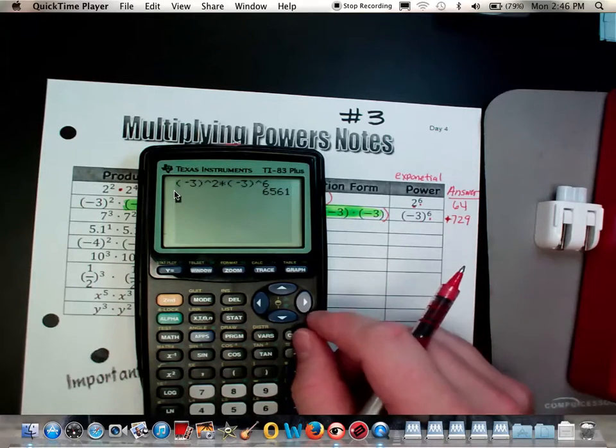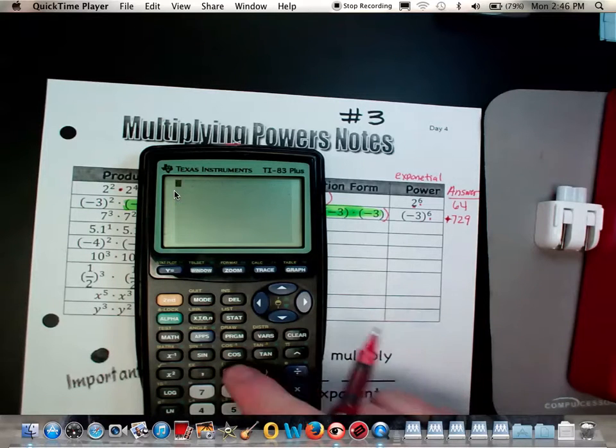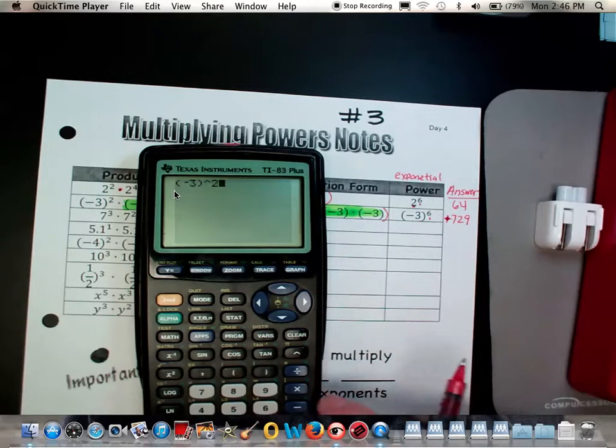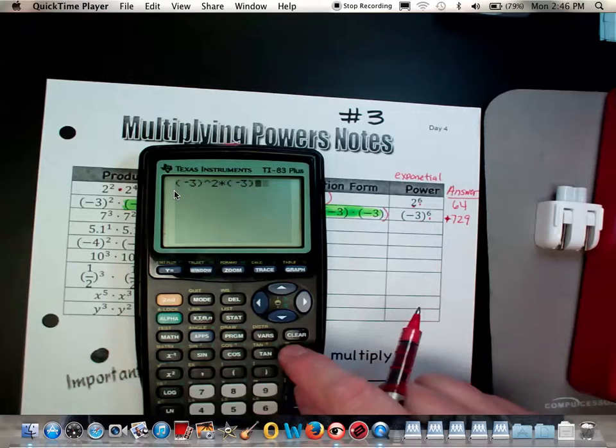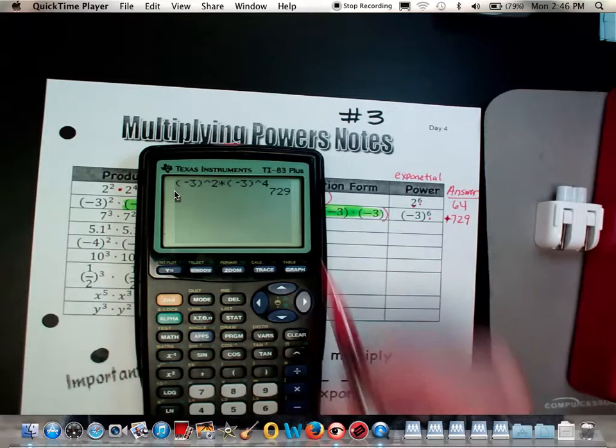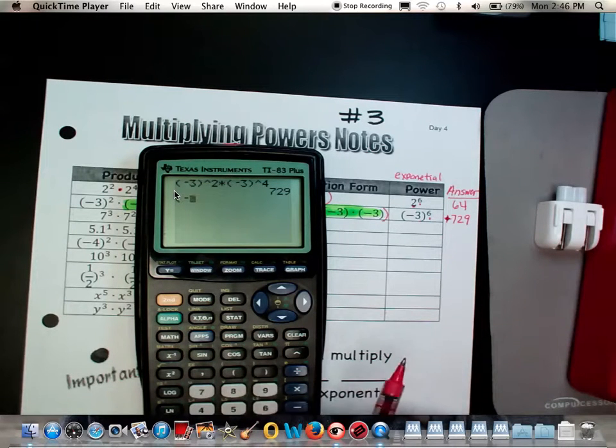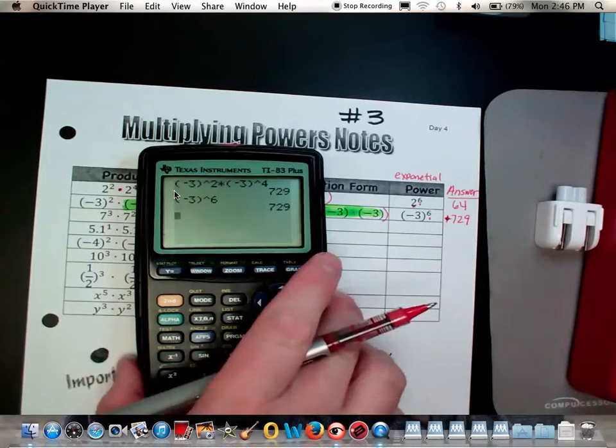And you can see there that, oh, I'm sorry, negative 3 raised to the second power times negative 3 raised to the fourth power. I get 729, as I should get with this as well. 729, 729. Okay, so let's try the next one.